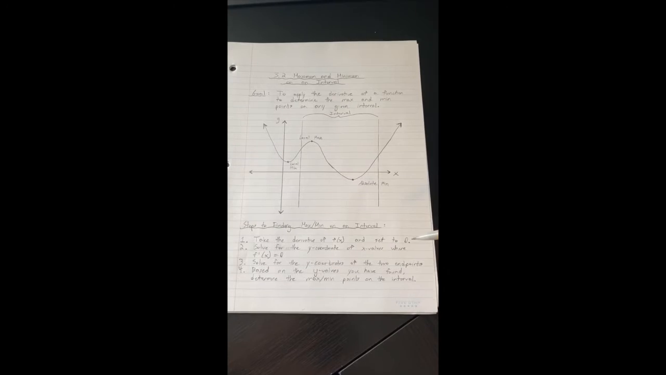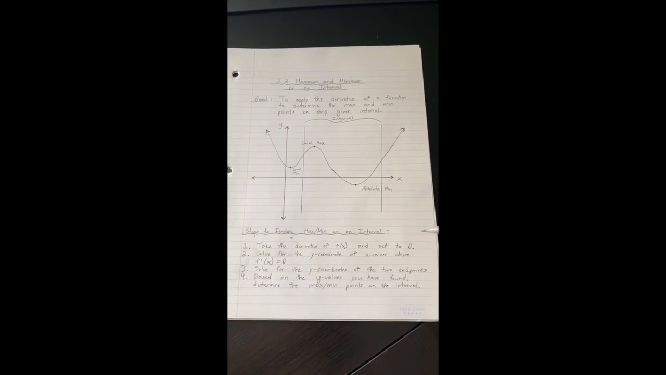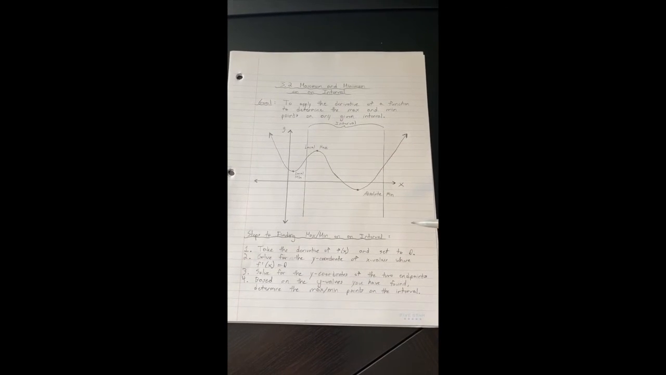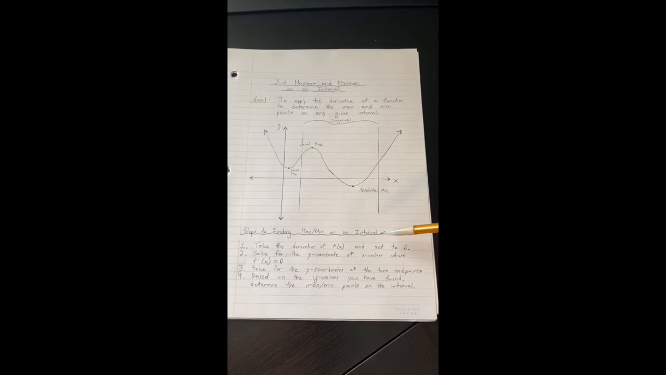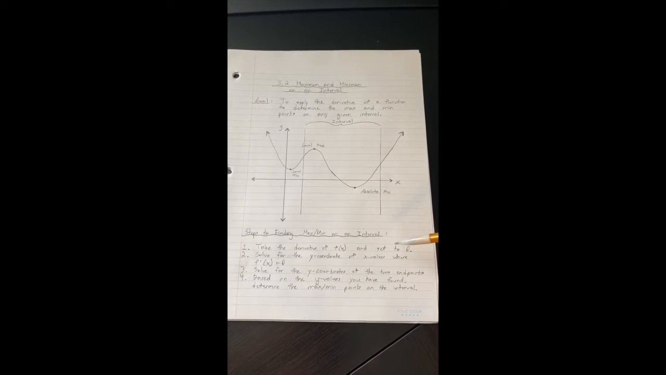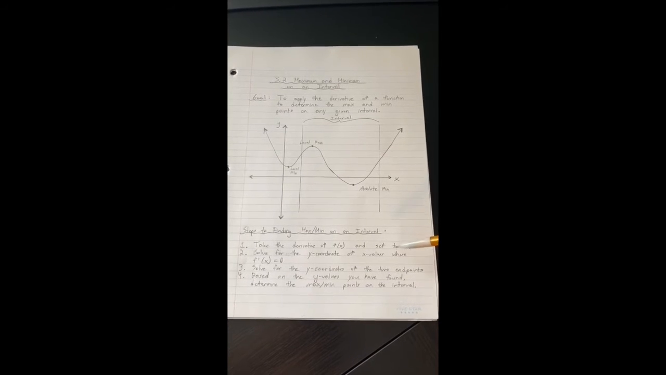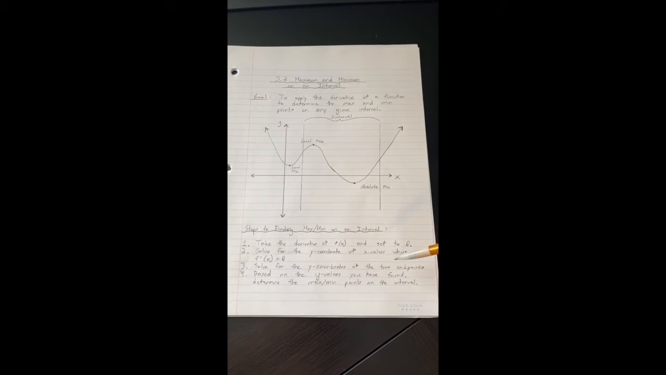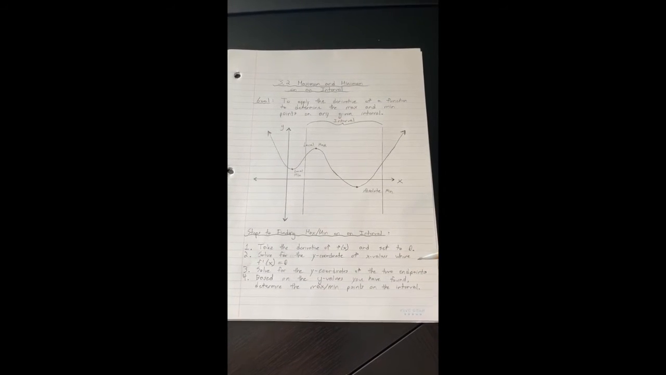The steps to finding a max and min on an interval include taking the derivative of the function f of x and setting it equal to 0. Once we know the x-coordinates of where our derivative equals 0, we need to solve for the y-coordinates by taking that x-coordinate and plugging it back into the function. Once we've solved for the y-coordinates of those critical points in the interval, we're then going to solve for the y-coordinates of the two endpoints. Step 4, based on the y values we found, determine the maximum points in the interval.